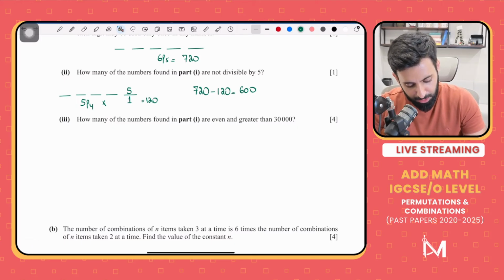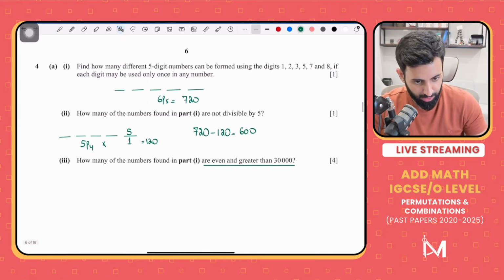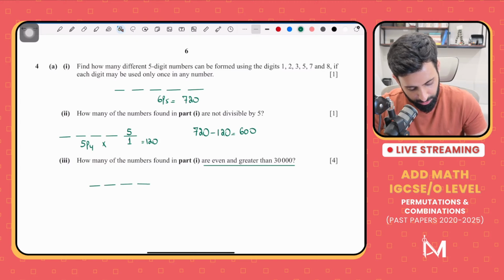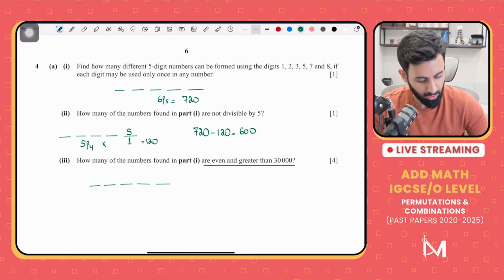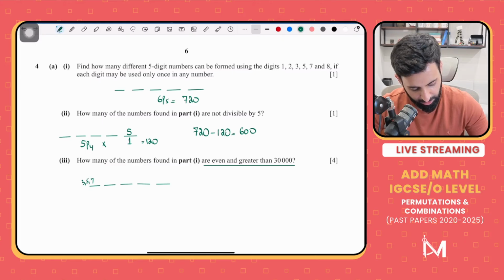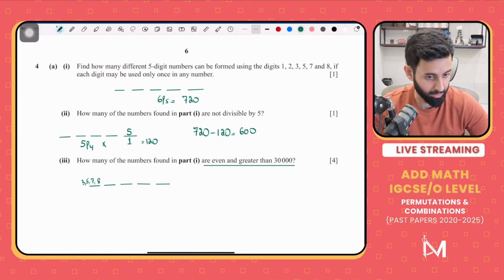How many of the numbers found in part 1 are even and greater than 30,000? Okay, I love these kind of questions, honestly, because they're so straightforward and also easy. And at the same time, they carry a lot of marks. So win-win situation. So even and greater than 30,000. 1, 2, 3, 4, 5. So 5-digit numbers that are even and at the same time greater than 30,000. So if I try and make a number greater than 30,000, that means I could have 3 in the first place, I could have 5 in the first place, I could have 7 in the first place, or I could have 8 in the first place. Okay?